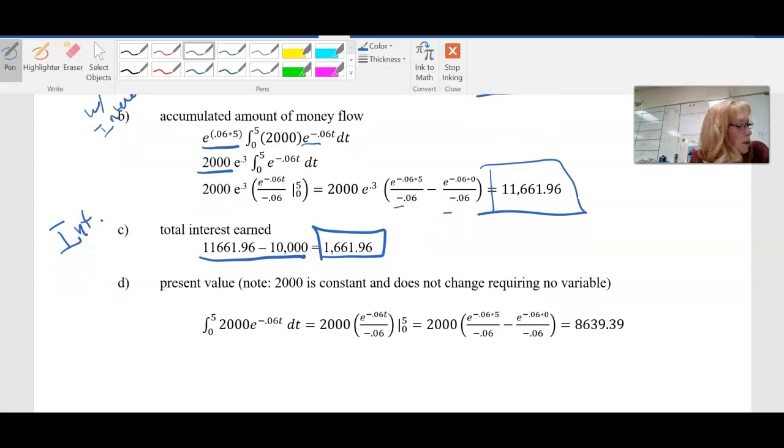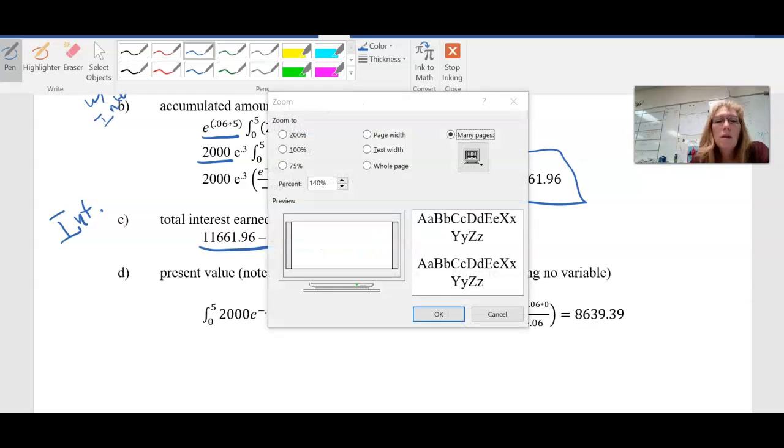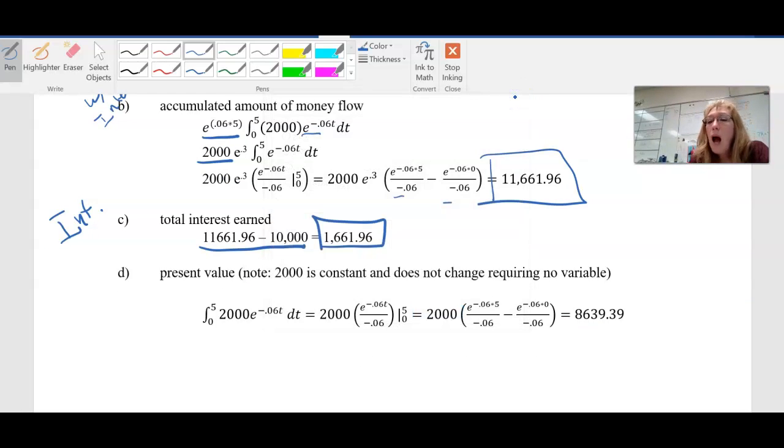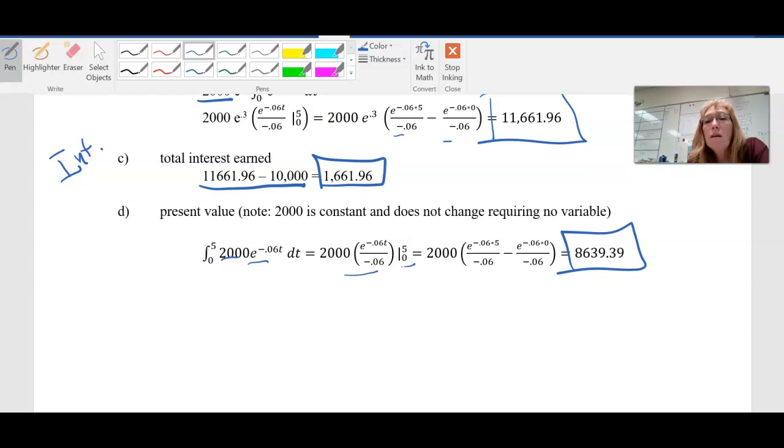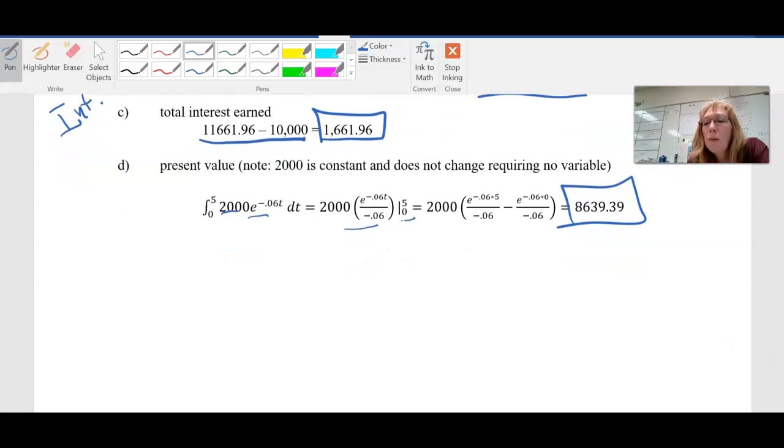Present value. So what's my lump sum I should have if I was not going to do anything? So now we have 2,000 times my interest, correct? We do our integration from 0 to 5. We plug this in, and I should be given $8,639.39 if that's what the insurance company should give to me.